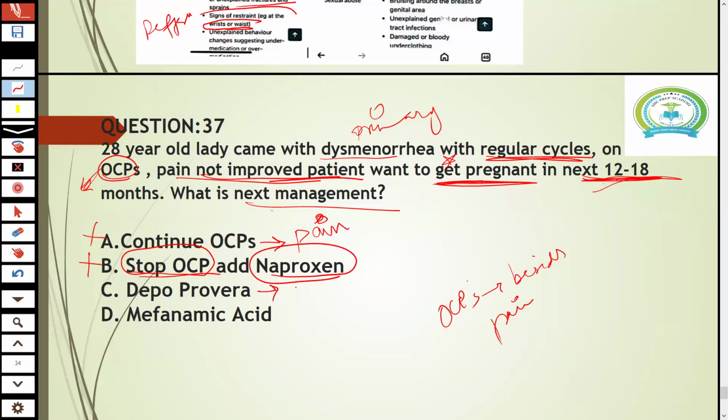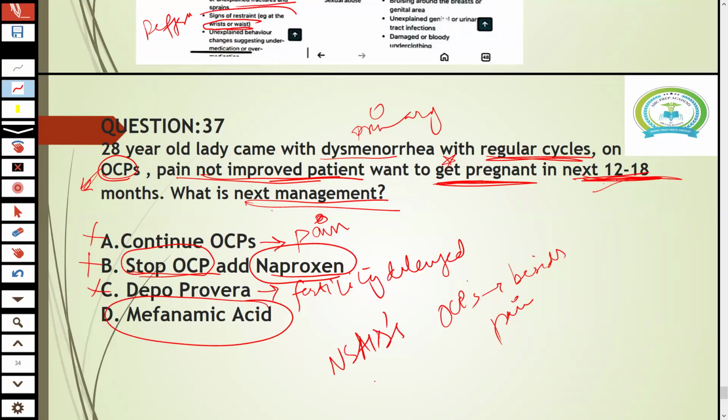Depo-Provera, if she is using it first, this is not a first line thing. They ask for the next management. Depo-Provera can never be the first line for the management of dysmenorrhea. And with this, fertility is delayed. And they gave the clue that she wants to be pregnant in 12 to 18 months. So we are left with mefenamic acid. NSAIDs are actually the first line drugs for dysmenorrhea. NSAIDs can be mefenamic acid, ibuprofen, or naproxen as well. Everyone clear?